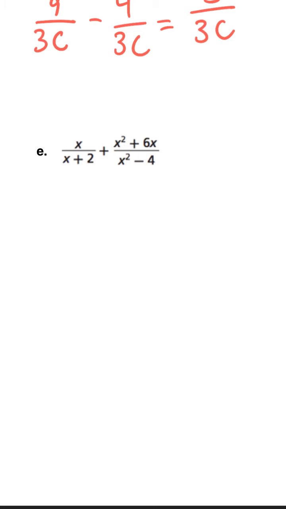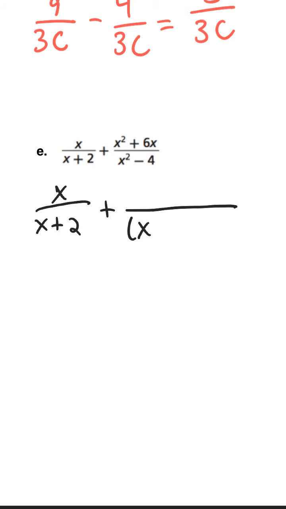I'm going to go ahead and rewrite the fractions on here as factored as I can. So on the bottom, I have something squared minus something squared. That'll give me x plus 2, x minus 2. On the top, I can factor out an x.